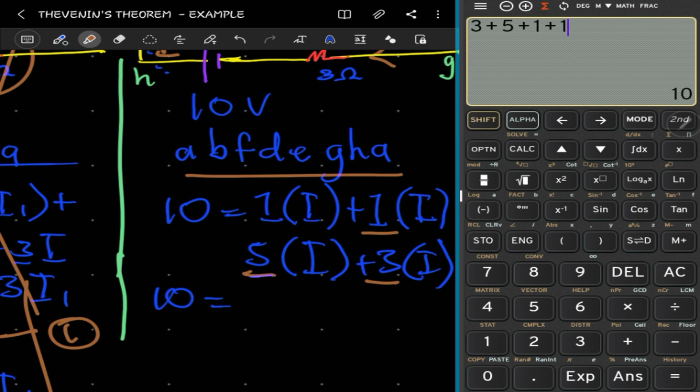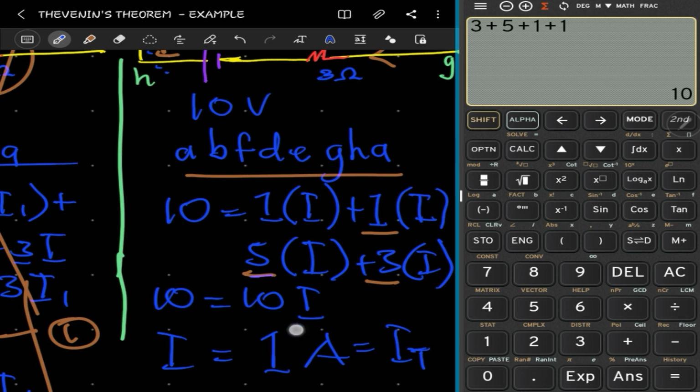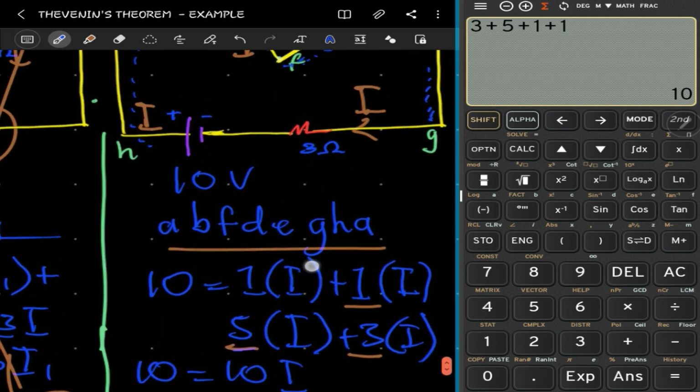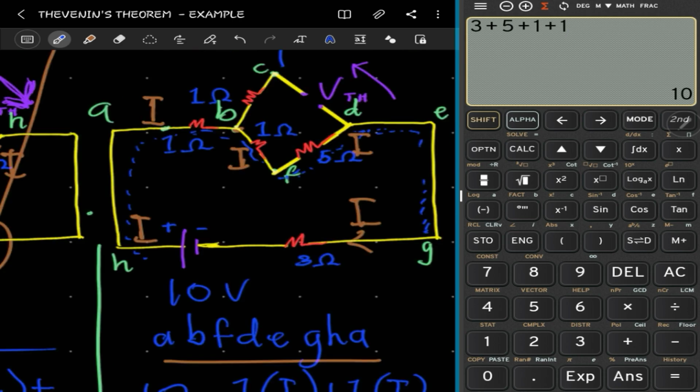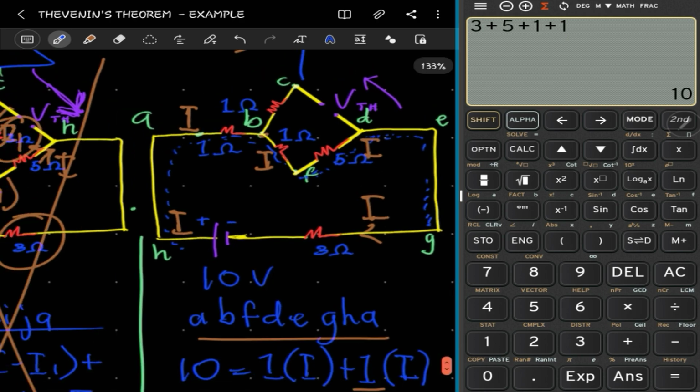So that means 10 is equal to 10I. That means I is equal to 1 ampere, which is the same as the I total. So this one gives you the I directly. Now that we have this, we can move on and find the VTH.